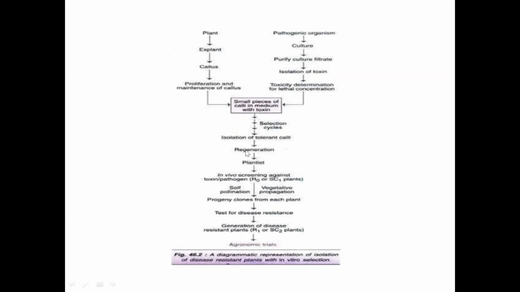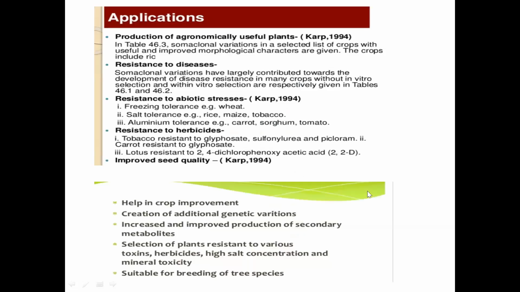This plantlet is the R naught. So you have to develop generations R1, R2, R3 from R naught, and then give them for agronomical trials. Then you have to give it to the field for trial cultivation. So this is the flow chart for detection of somaclonal variation.